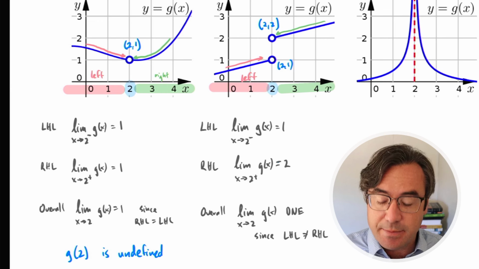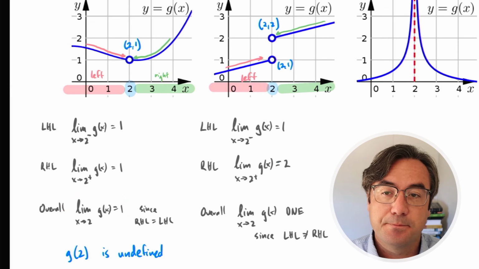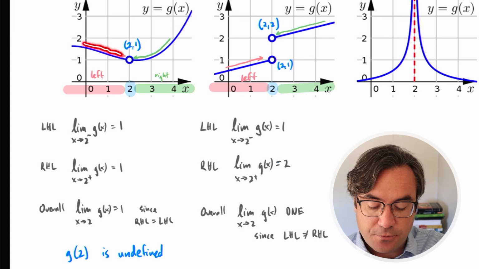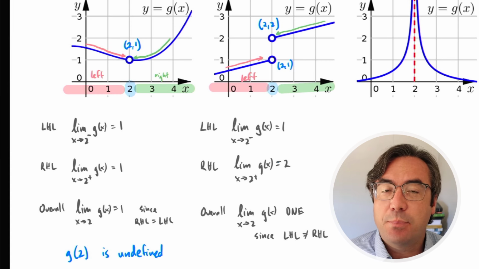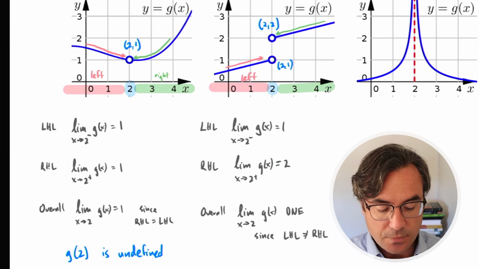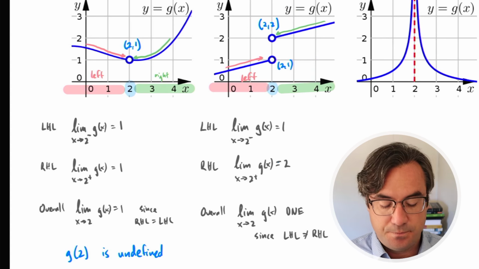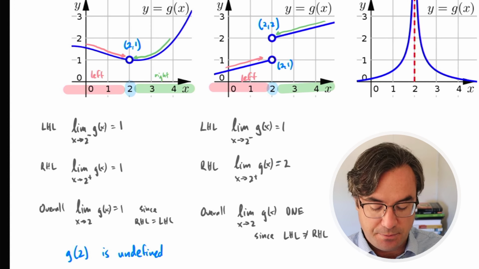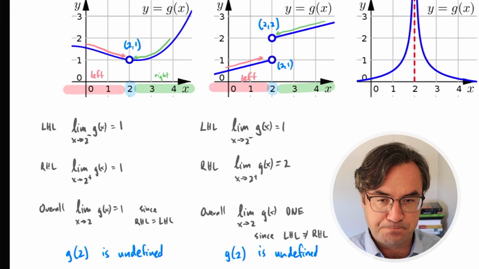But when we talk about limits, limits can still be defined, like it is here. It doesn't matter that this point is actually missing, because as we move from the left and as we move from the right, we're getting closer and closer to that point. Similar on the next graph. If we look directly at x equals 2, there's no filled in point. So same thing here. g of 2 also is undefined.